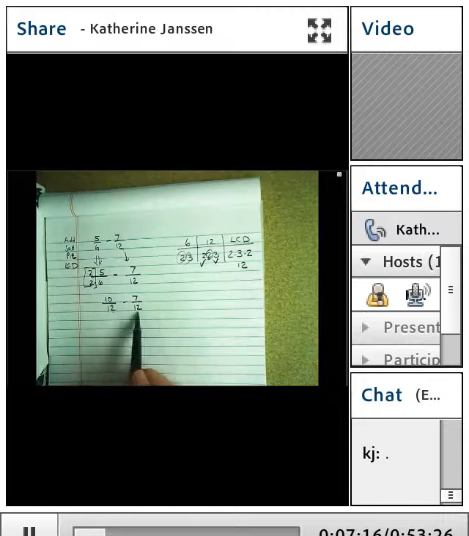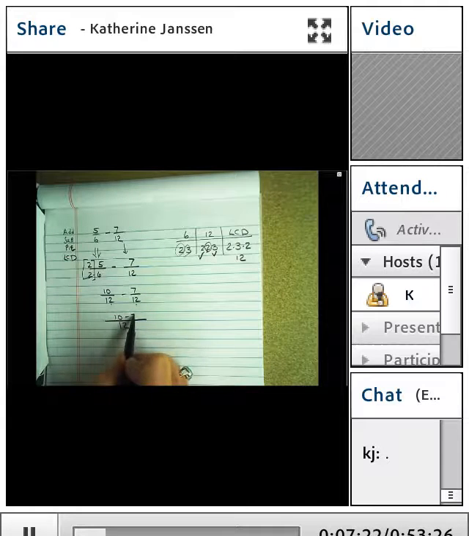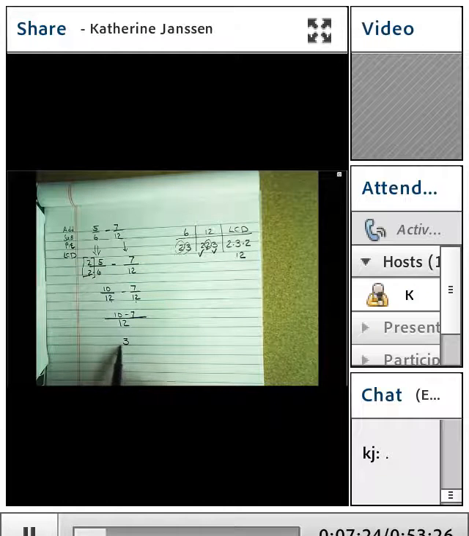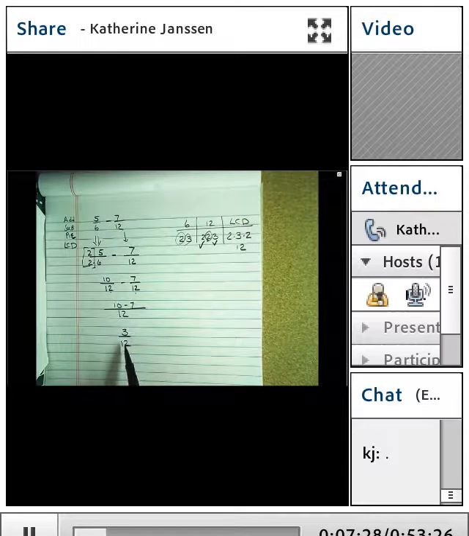Now I can see that I have my common denominator, so I can write the numerators all over the common denominator. And 7 from 10 is 3/12. And simplifying, 3 goes into 3 and 3 goes into 12 evenly. So I have 3 goes into 3 once and 3 goes into 12 4 times.